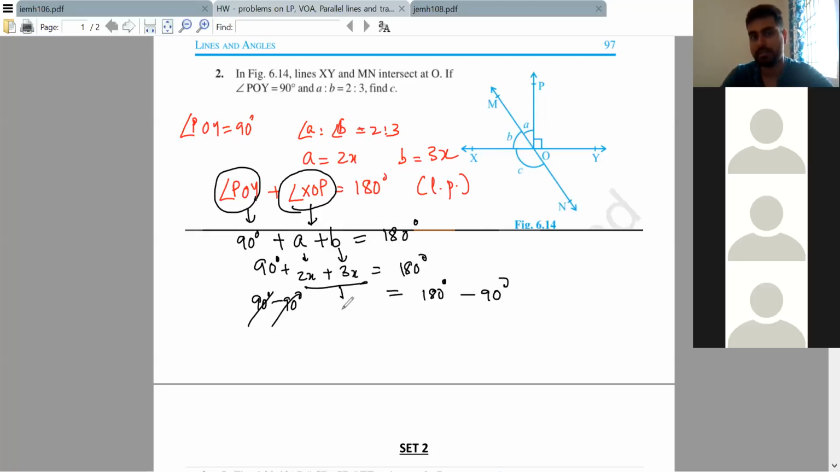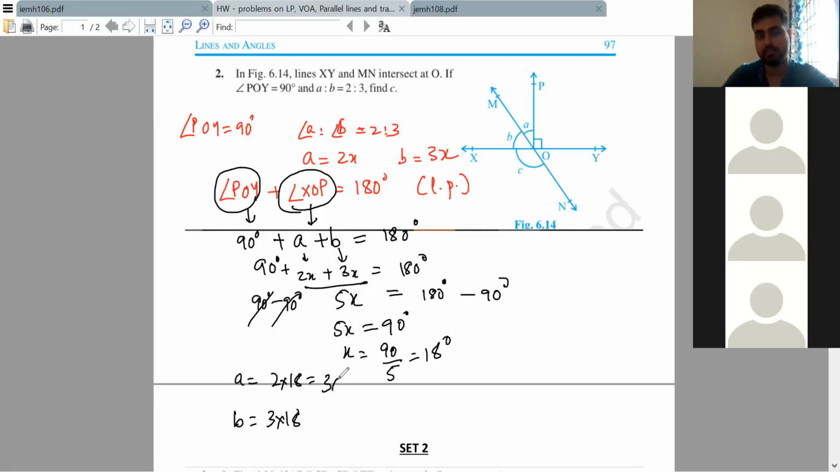Can you do this also? 2x plus 3x is how much? 5x, sir. So we get 5x is equal to 90. So x is equal to 90 by 5, that is equal to 18 degrees. Now how much is A? A is 2 into 18, tell me. 36, sir. And B is 3 into 18, 54. Finally, when you're writing the answer, write angle A, angle B. So this is equal to 54 degrees.